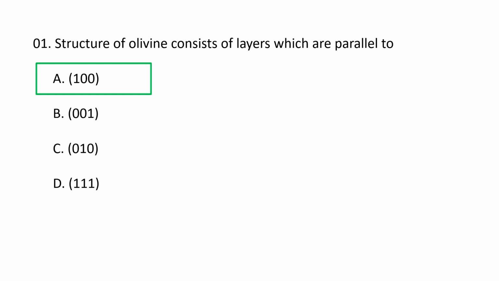These layers are part of a distorted hexagonal close packed array of oxygen atoms with M-site octahedra, that is Mg, Fe, and silicon site tetrahedra organized in a way that creates a distinct sheet-like structure parallel to the 100 plane. The structure of olivine consists of layers which are parallel to 100.